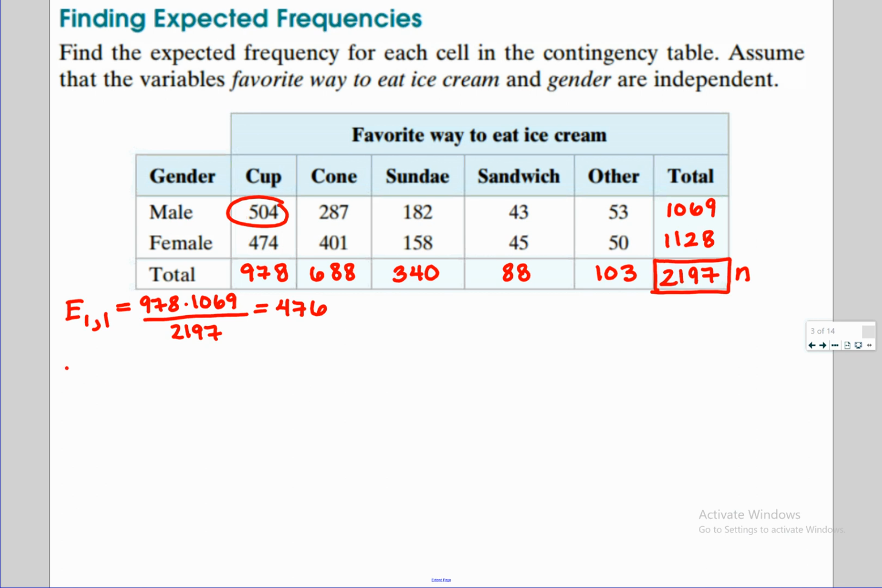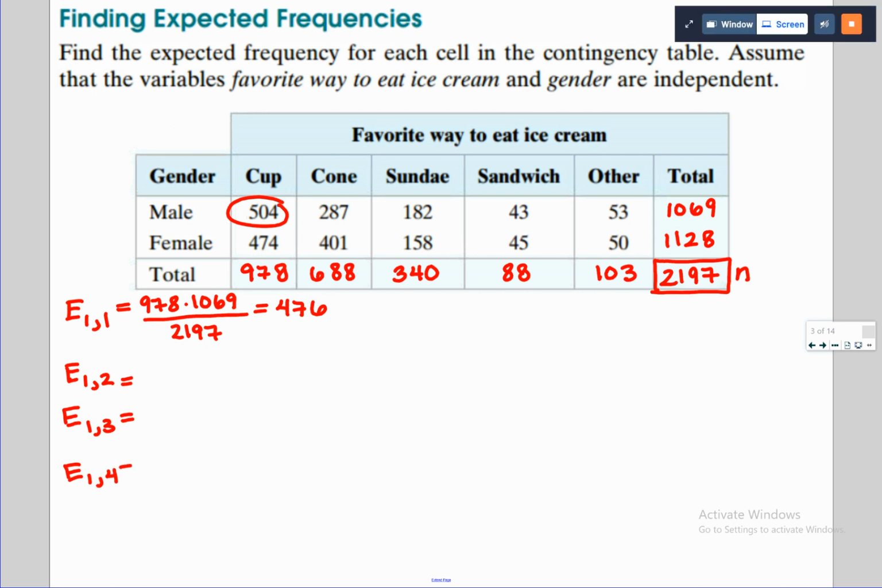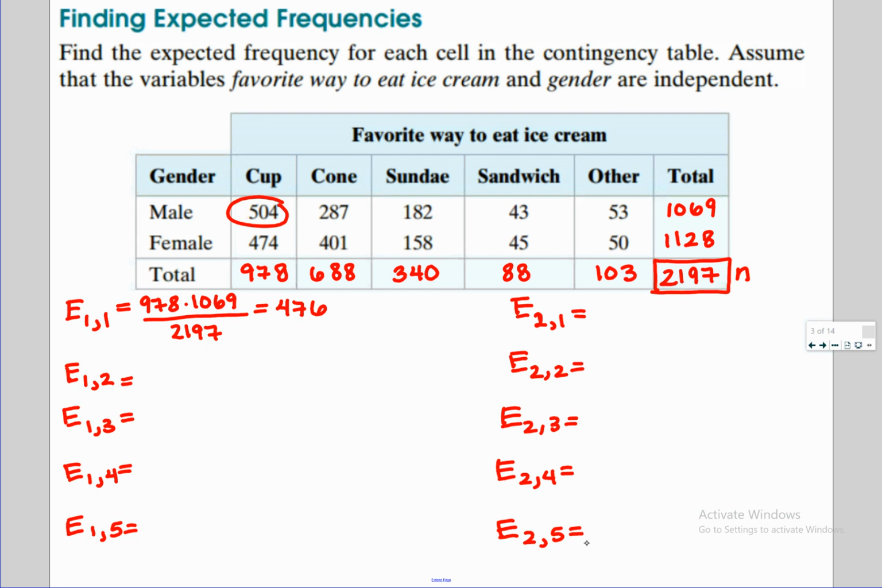Okay, so now you're going to do the same thing for the rest of the rows and columns. So row 1, column 2, row 1, column 3, row 1, column 4. Rows are across, columns are up and down. And then expected frequencies for row 2, column 1, row 2, column 2, row 2, column 3, row 2, column 4, and row 2, column 5. All right, take a minute and get the rest of those expected frequencies. We can just round to the nearest whole number on these, okay?